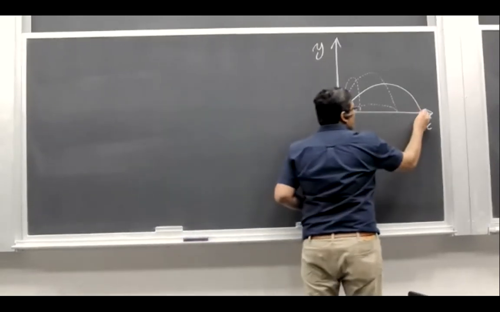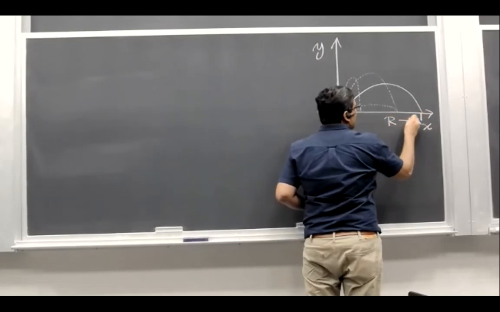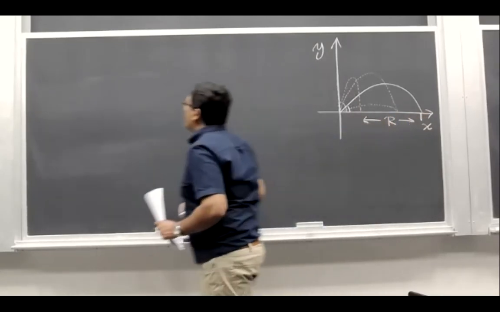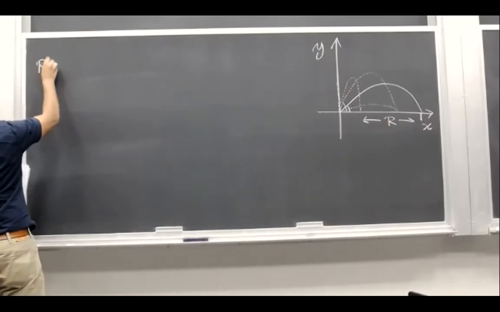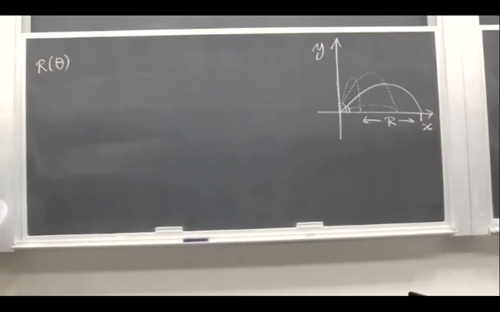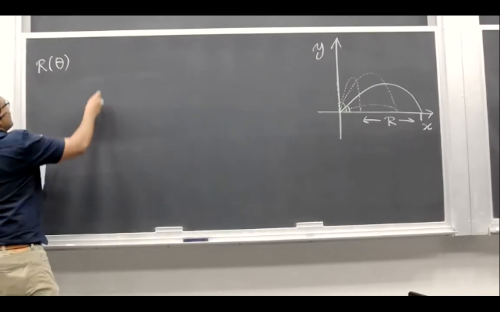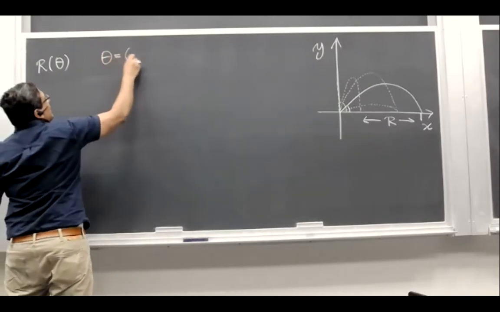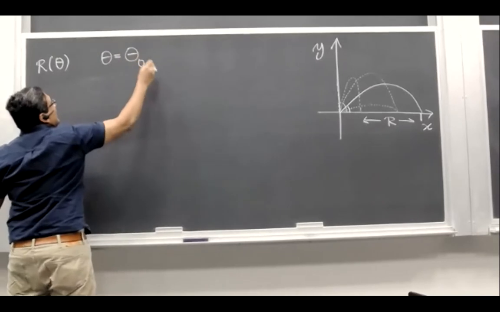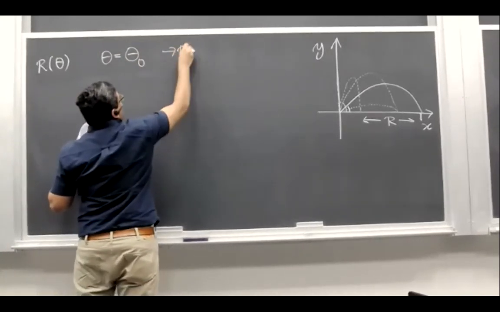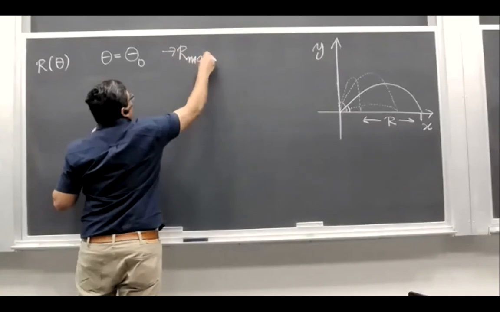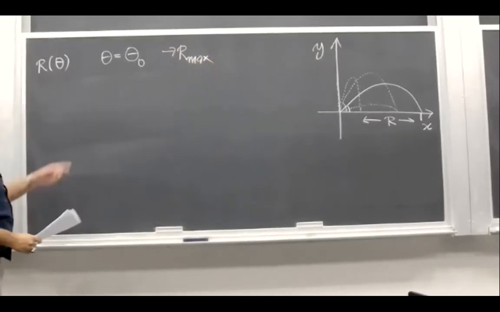So in a way, the range, this quantity, is a function of the angle. The range changes as theta changes. And there is going to be an optimal theta which maximizes this range. That's what we are trying to find out. So we want to find out the value of theta, let's call it theta naught, that gives us our max, the best angle at which to throw.